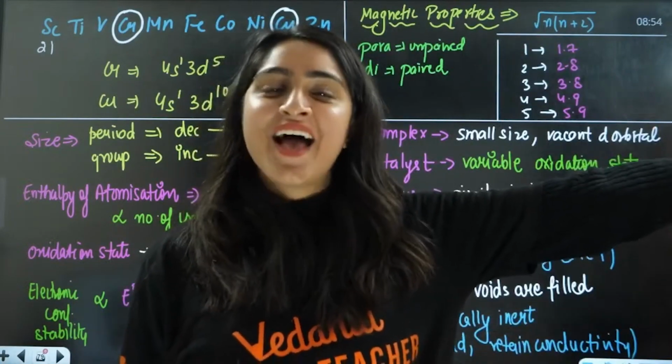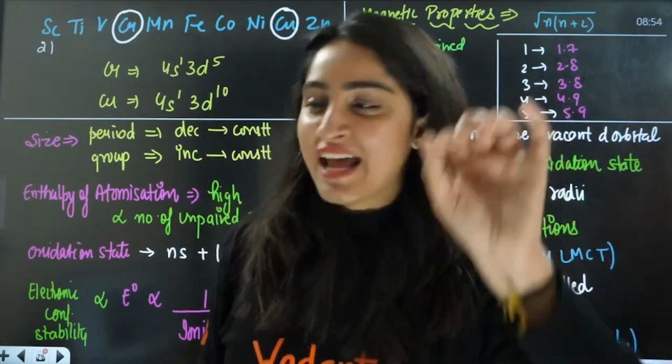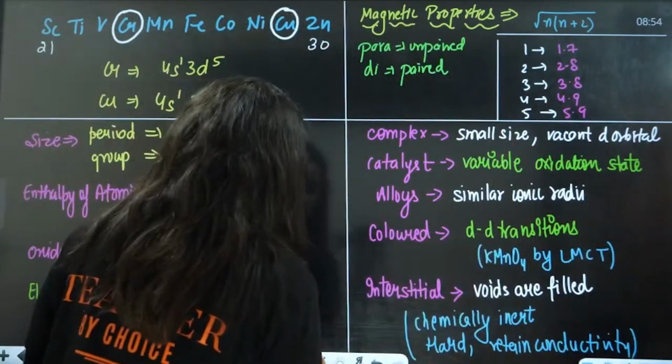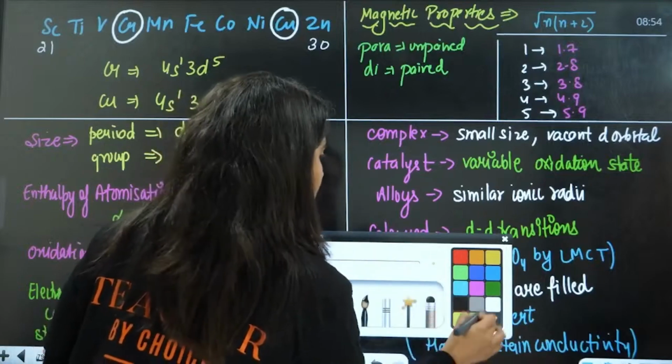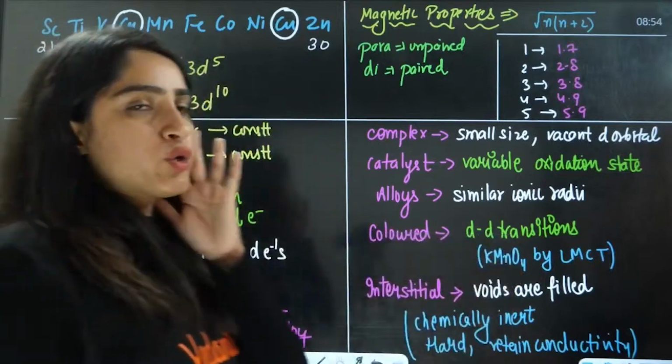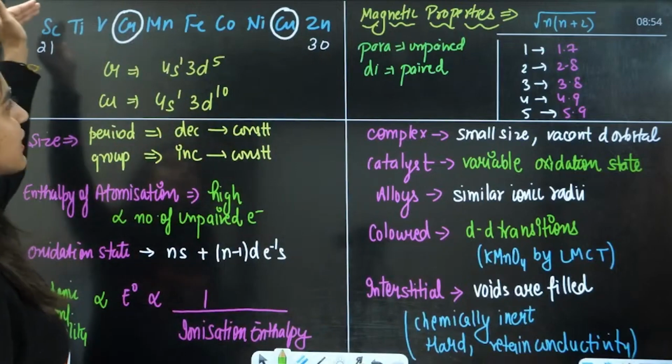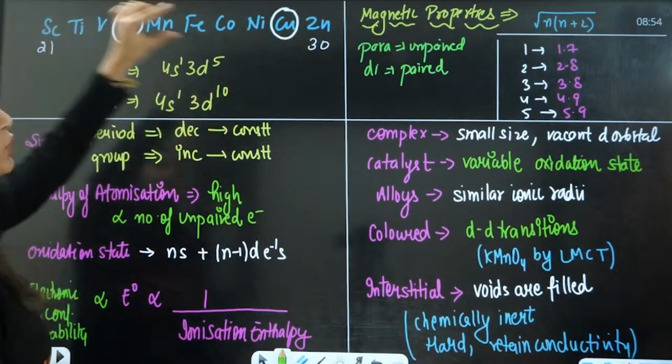Now let us do the D and F block. Very simple, very easy. I am going to do everything for you. Now see this. Firstly, this is the electronic configuration of elements 21 to 30.